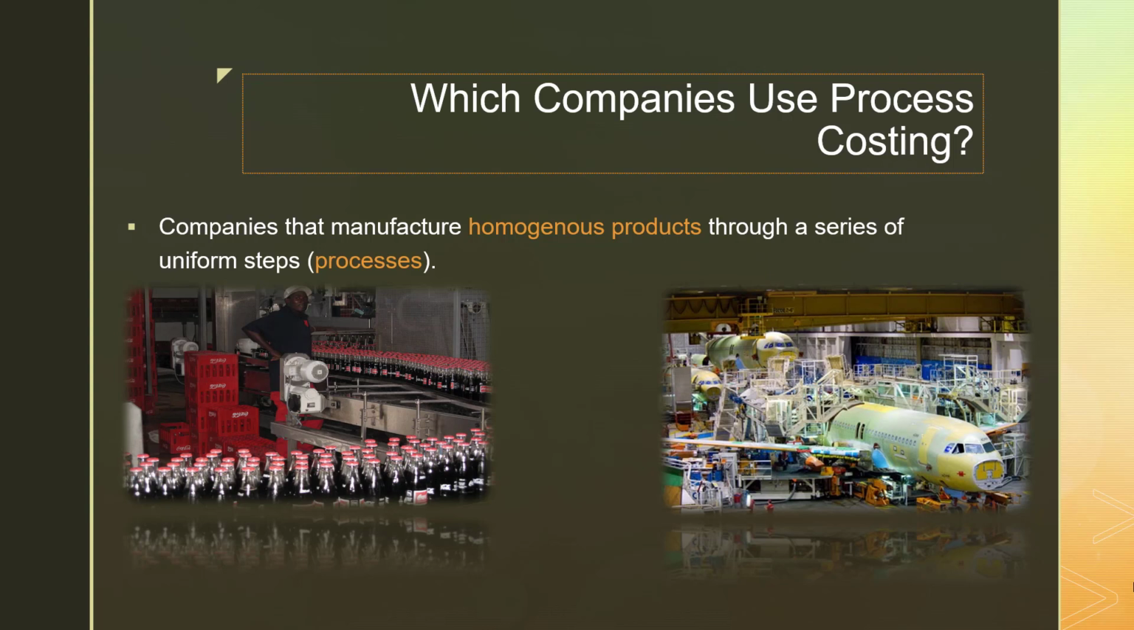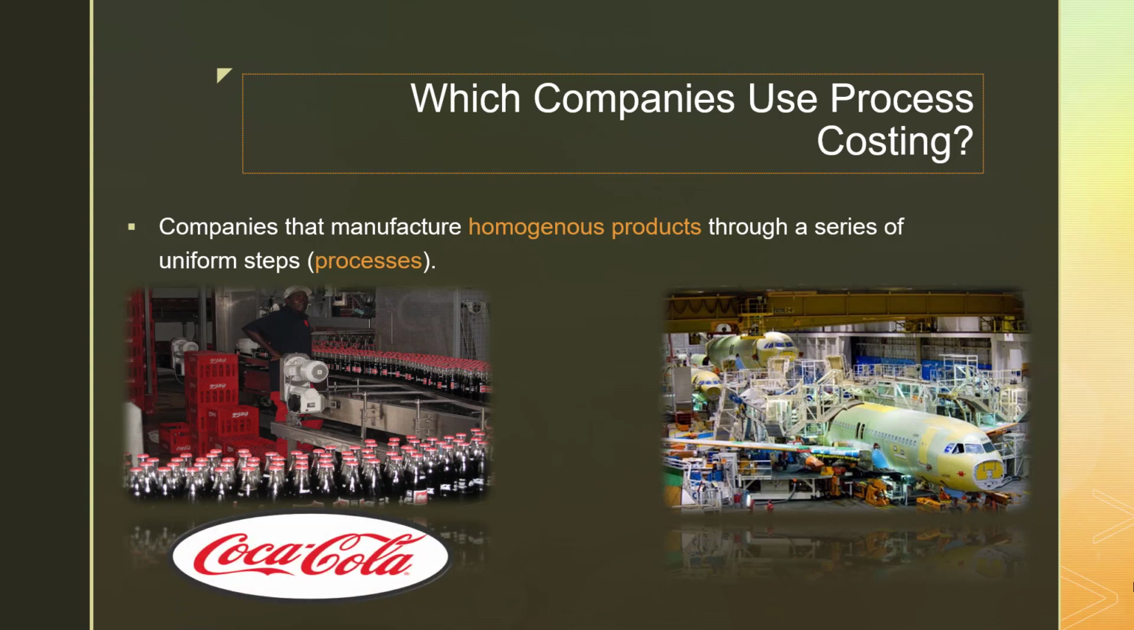It is used by companies that manufacture homogeneous products, where they mass produce a large amount of products which are exactly identical to one another. There's nothing custom about any of these products. And when they manufacture them, they do so through a series of uniform steps or processes. Think an assembly line. There's got to be one phase of production that has to be completed before the next phase of production can begin.